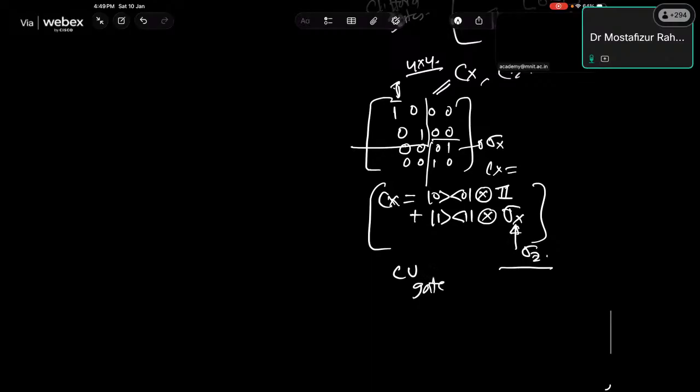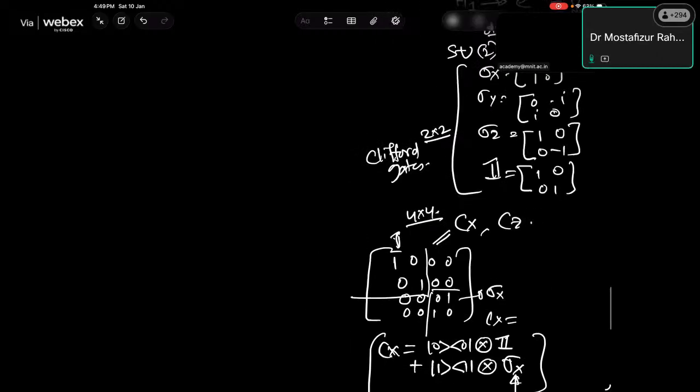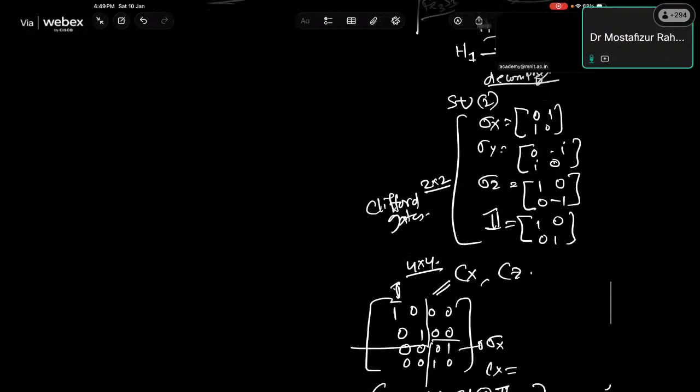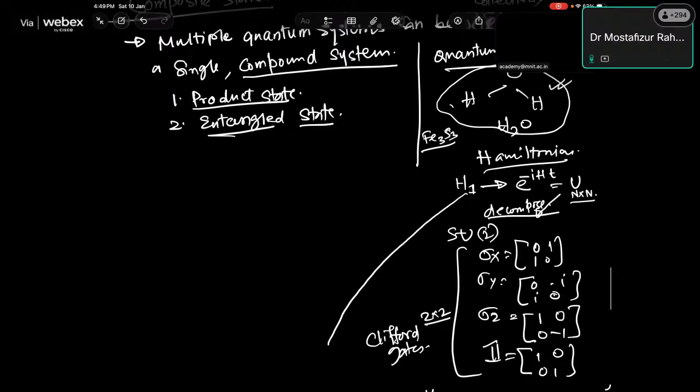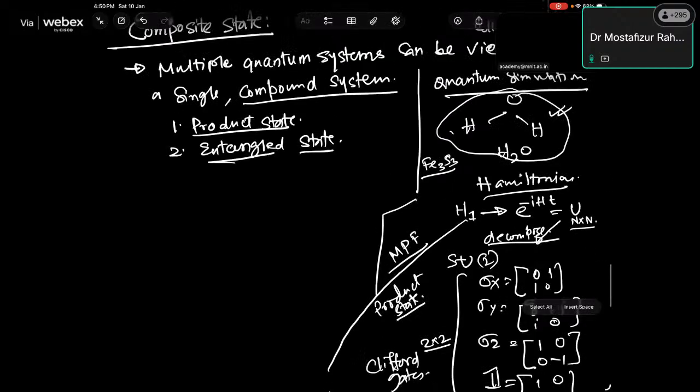A CU gate you can also define as |0><0| tensor product with I plus |1><1| tensor product with U. So this way you can generate a bigger, say n cross n, matrix. But can you break this bigger U into smaller ones? All these are unitary matrices. If you can break it this way, that kind of breaking is called the product state. And there are algorithms called MPF, multi-product factorizations, for this kind of problem.